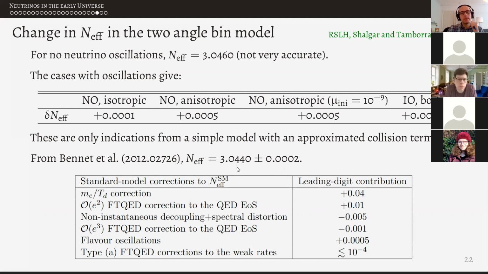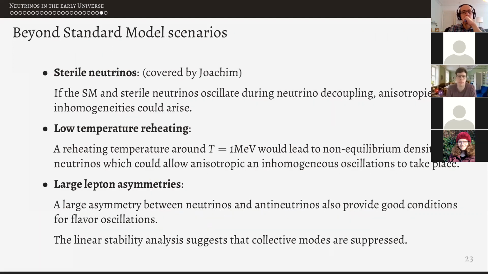But it indicates that maybe the error here at least is a bit underestimated, and we could have a small shift in N_eff. And then a very interesting perspective is also beyond standard model physics, where sterile neutrinos and low temperature reheating in particular could see even larger effects, because these two scenarios both tend to give rise to non-equilibrium neutrino distributions at low temperatures, so at MeV temperatures. And this could give rise to large anisotropic oscillations.